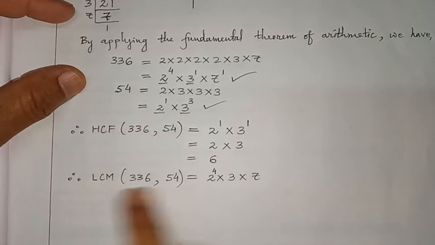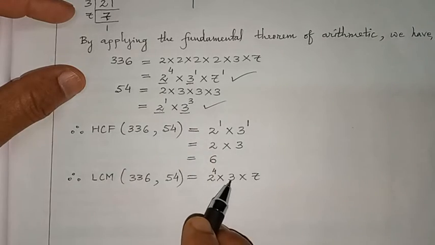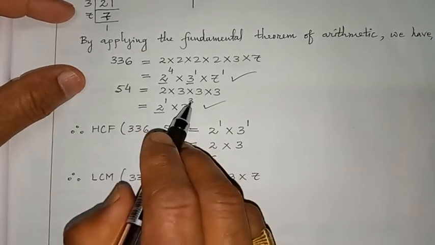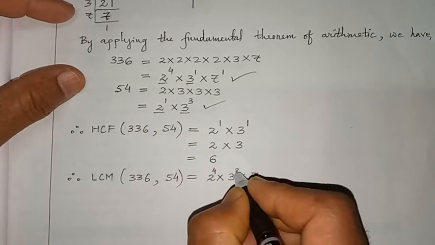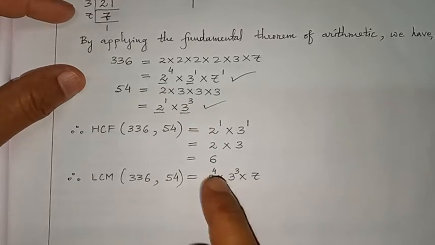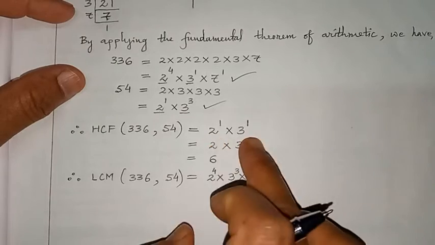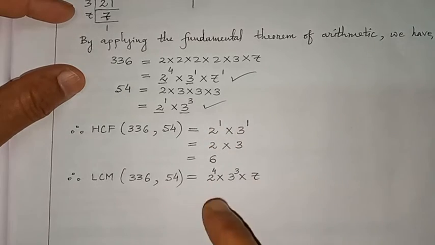For LCM, we write the highest power. Same here. See, for the prime factor 3, here the power is 1 and here the power is 3. The 3 is the greatest power, so write the greatest power. Okay? So for LCM, we write the prime factors with the highest power. For HCF, we write only the common prime factors with the smallest power.